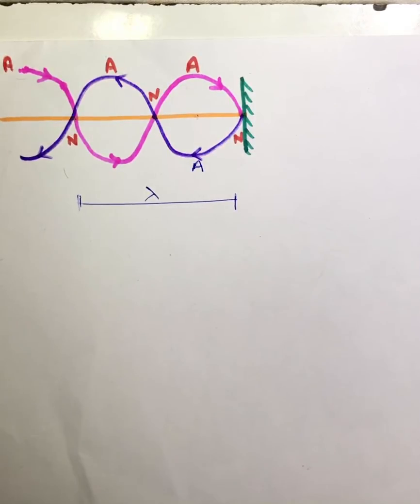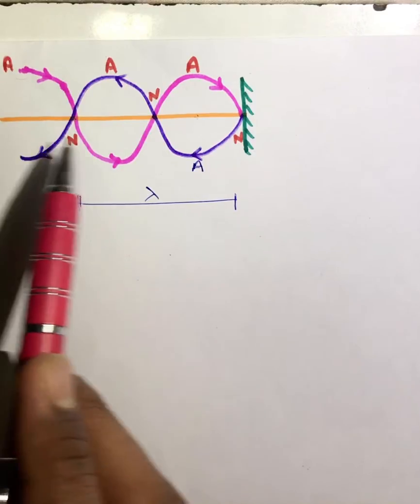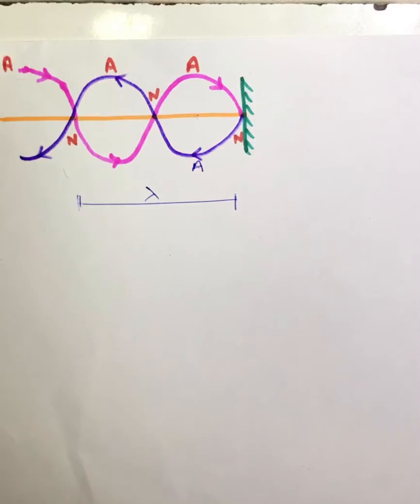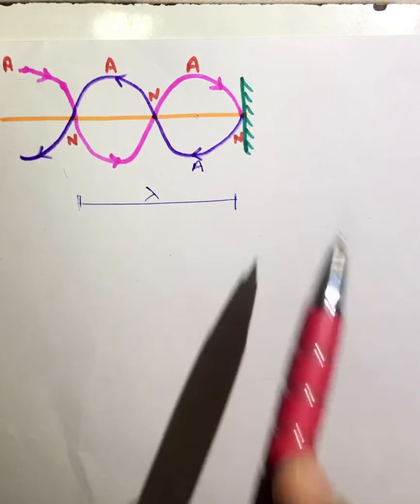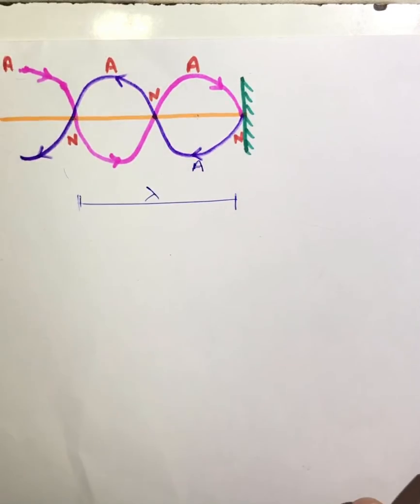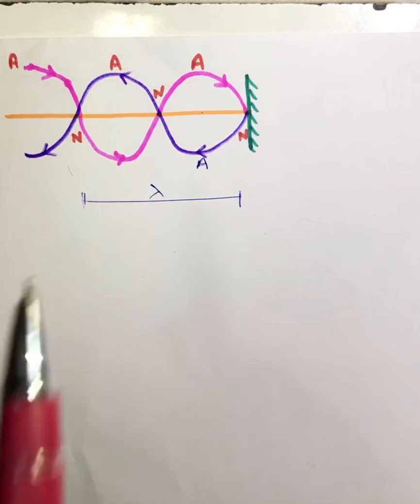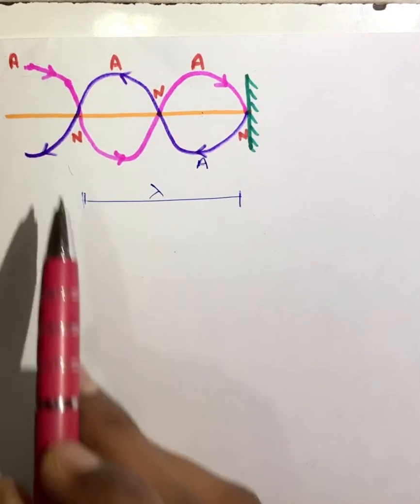So in this video we will see what is a stationary wave and how stationary waves are formed on a string. So consider this orange color string which is tied to the wall. One end of the string is tied to the wall. Now what happens is that when we move this string up and down continuously, we get a wave.